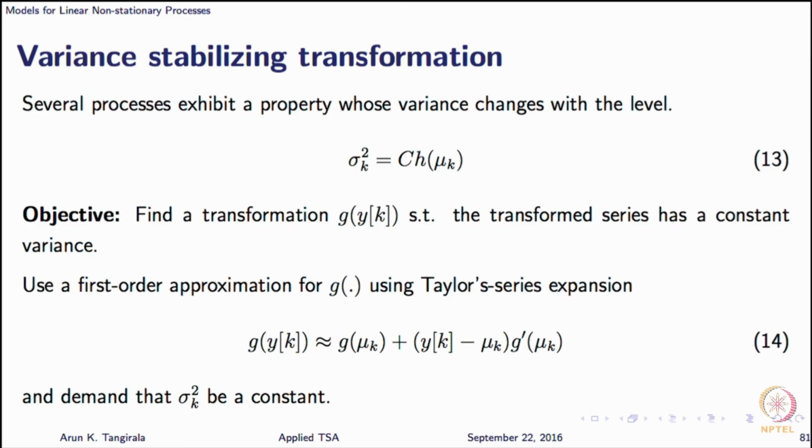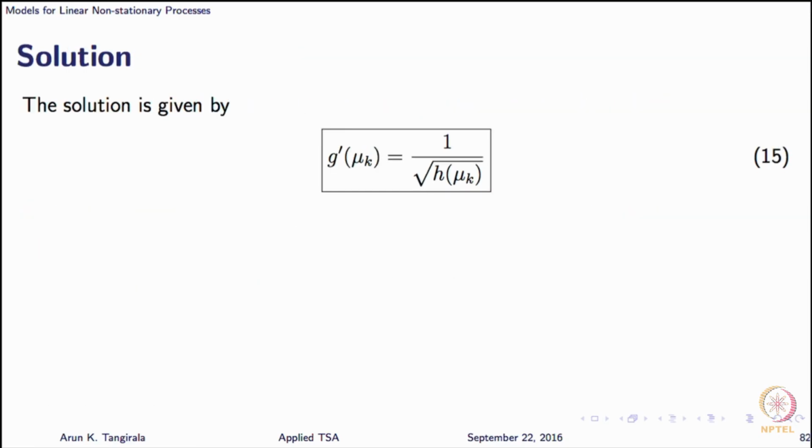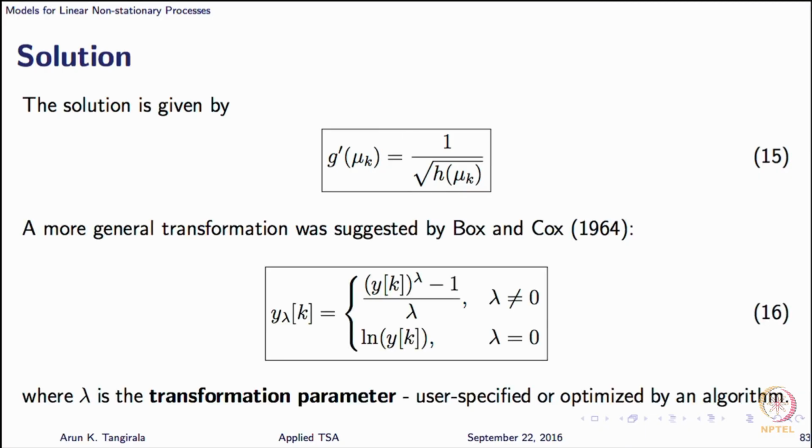Now, you can evaluate the variance of G of yk. On the right hand side you have the sum of two terms. The first term is a constant, G of mu k, at k it is constant. So, you are left with only the variance of the second one. Remember, adding constants does not change the variance. When you work out the math, it is very simple. You find that the resulting transformation, whatever transformation you are planning to use, should satisfy this result. If you know h, which is the dependence of variance on mean, you can figure out what the transformation is, and that is given in equation 15 here.